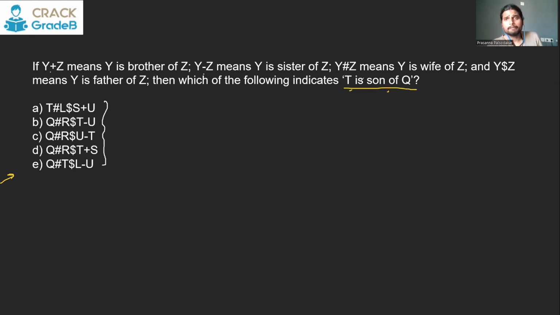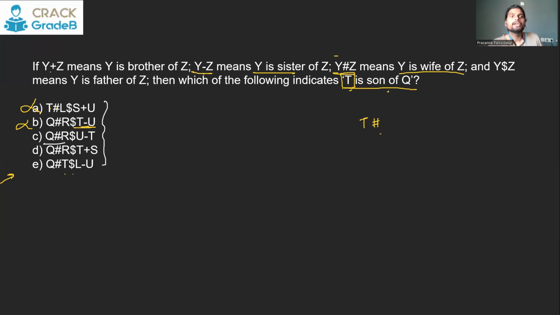Now, if T is the son, that means T can't be followed with hash, because if Y hash Z means Y is the wife of Z, that will make Y a female. But T is a son, that means T is a male. So T can't be followed with hash. If there is any hash after T, you can at least rule out those options. Then again, minus means sister, so if T is followed by minus, that option you can also rule out. Plus means brother and dollar means father, so both of these are possible. So we'll have to go through the remaining options.